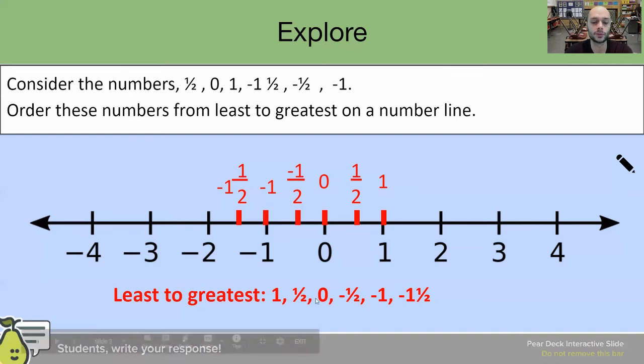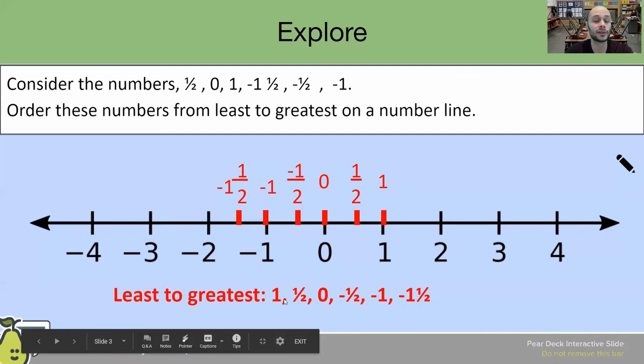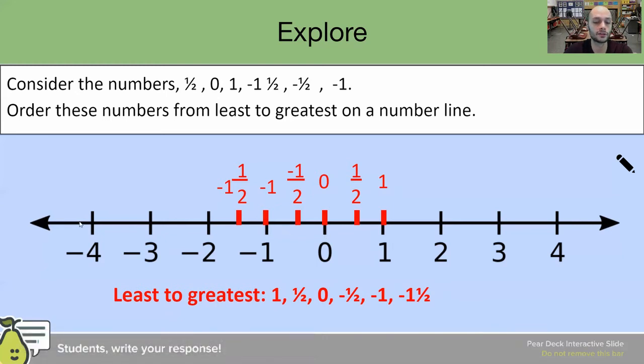Between both of these, we can see that 1 is actually not smaller than -1.5. In fact, it's the other way around. 1 is actually greater than negative 1.5, because the further you are to the left on the number line from 0, the further we go in this direction, the smaller these numbers get.